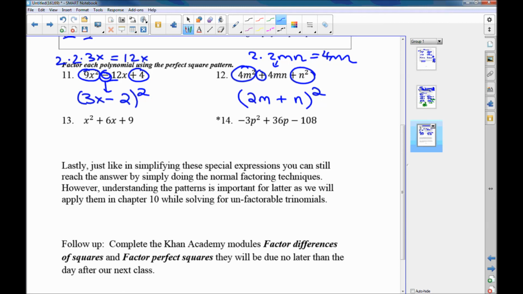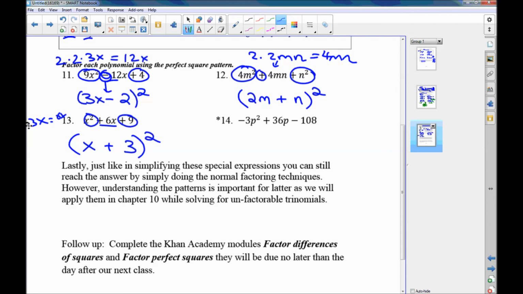Okay. All right, so square root of this is x. Square root of this is 3, and if I doubled it, I get 6x, which is the middle. So then I know square root of the first, square root of the last. Because it's a plus, we could put a plus there, and it meets our pattern.